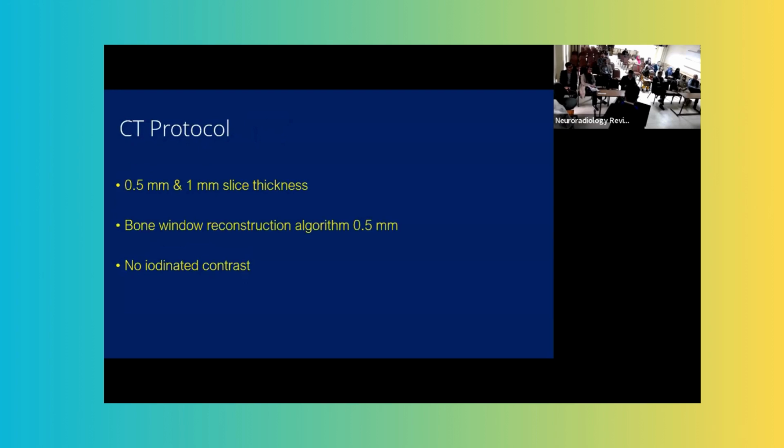As I said, we have 0.5 and 1 millimeter thick slices in our institution. I have seen 0.1 millimeter thick slices as well, for research purposes in the West. And we use bone window algorithms to look at the bony anatomy easily and sharply. And we don't routinely use contrast for temporal bone CT.